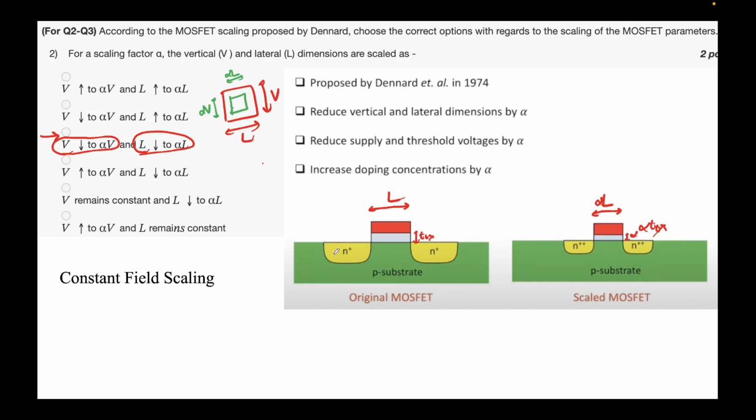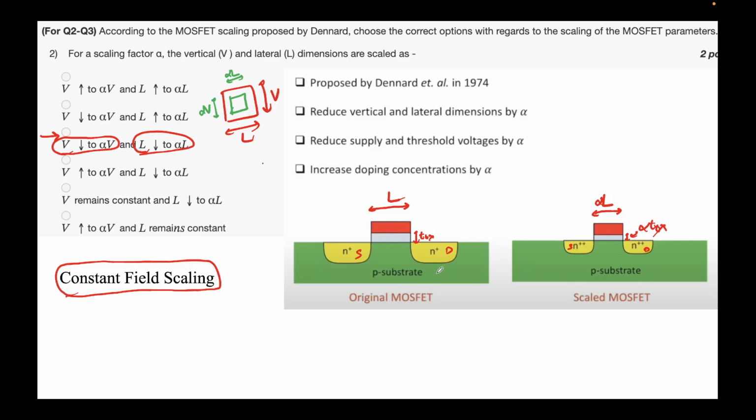Similarly, you can see the junction depths of the n regions of the source and drain. This is, let's say, the drain, and this is the source. You can clearly see they have also reduced, right? Voltages have not been drawn here. We're just talking about the lateral and vertical dimensions. We do all these things keeping in mind the constant field.